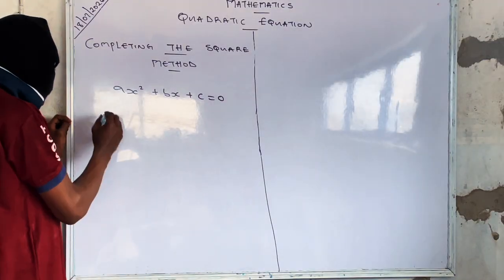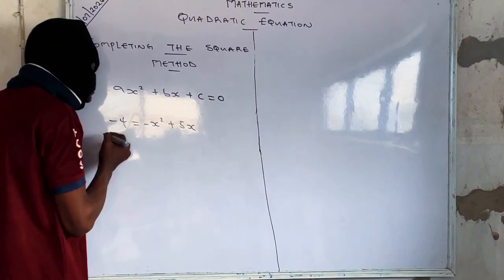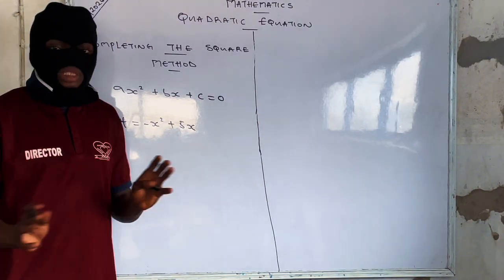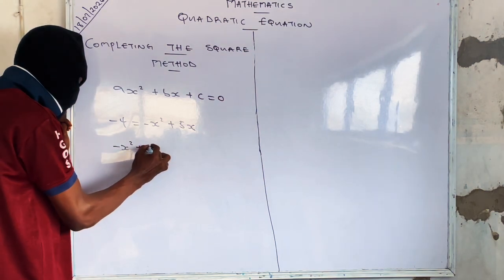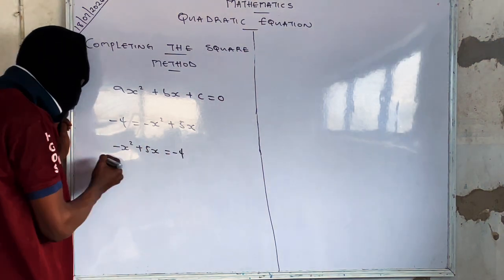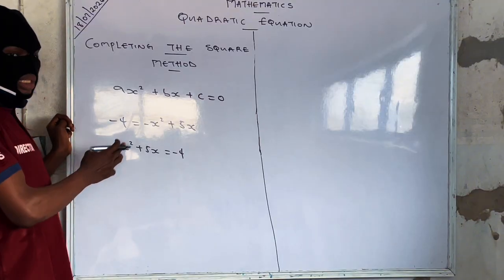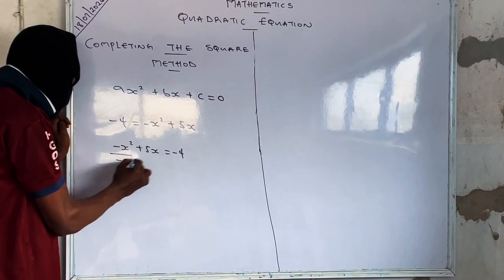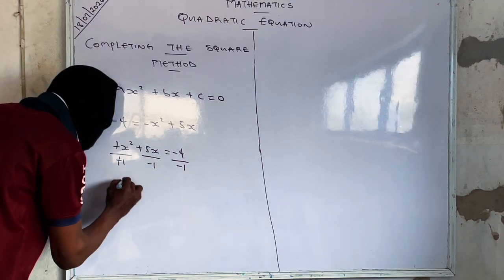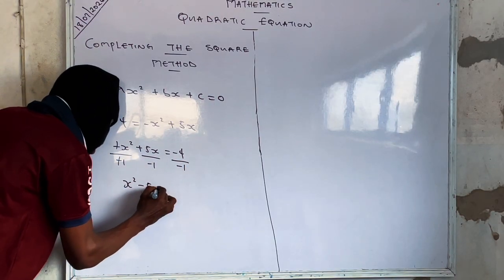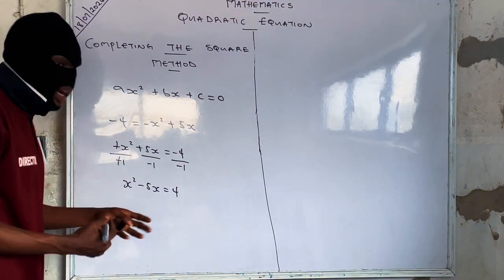For example, if you have minus 4 equals minus x squared plus 5x, you can start solving like this. So you can have minus x squared plus 5x equals minus 4. You can divide all through because this minus is already disturbing it. You divide by minus 1, minus 1. This minus cancels minus, then you have x squared minus 5x equals 4. Then you can say that we divide the coefficient of x and so on and so forth.